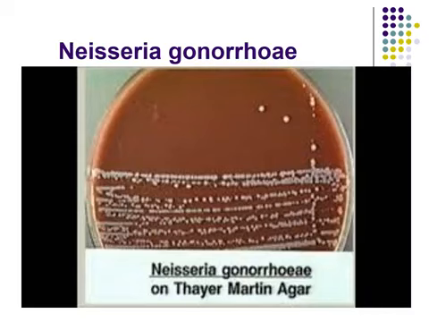This figure also shows Neisseria gonorrhoeae on Thayer-Martin agar, which is a selective and special media used for isolation of Neisseria species. This media contains many inhibitor substances and antibiotics that inhibit growth of other bacteria and enhance growth only of Neisseria species.